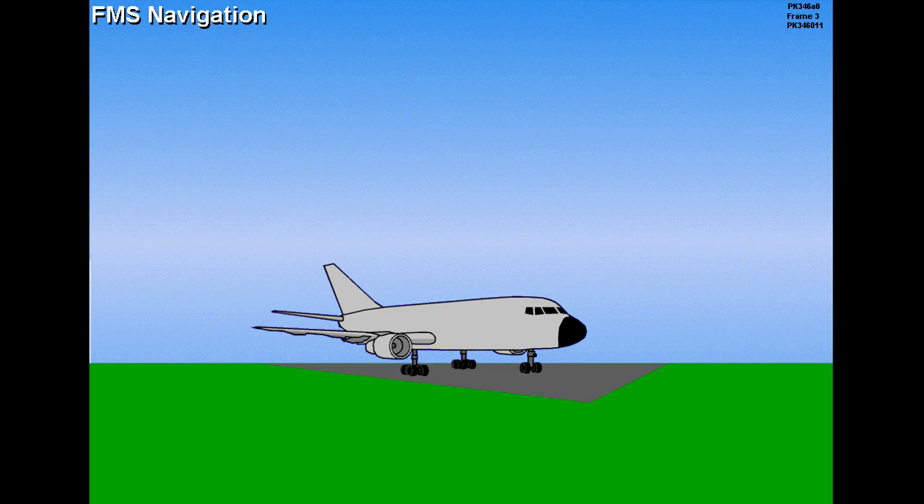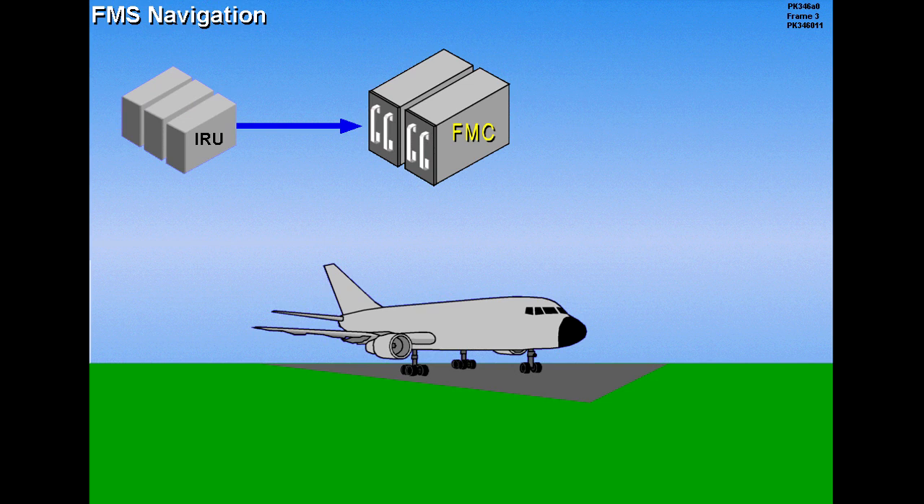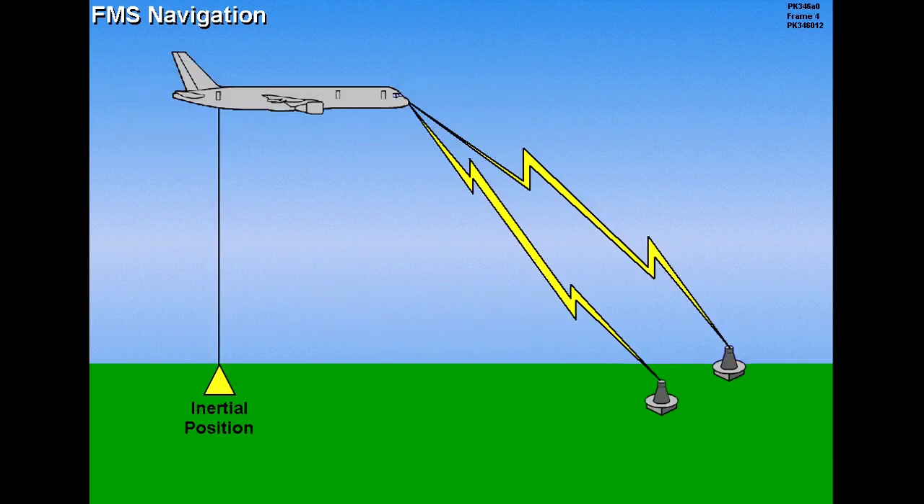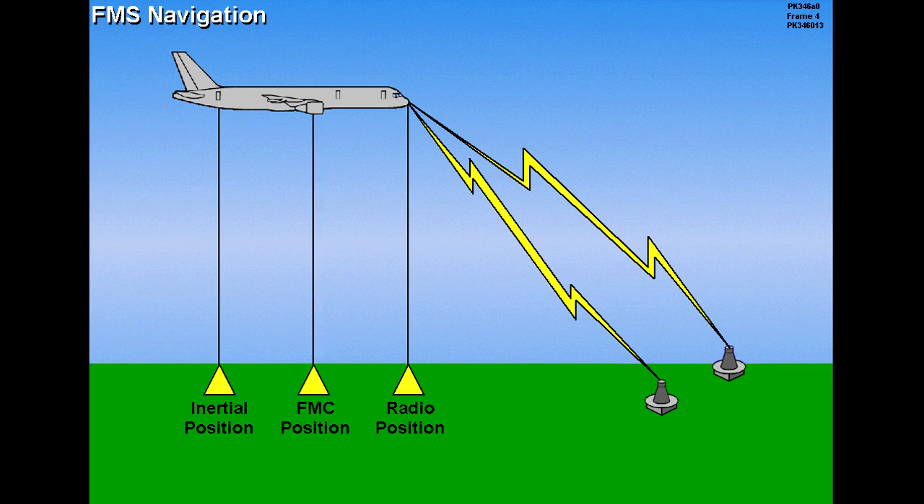On the ground, the FMCs use IRS information to compute an inertial position, which is also present position. When airborne, the FMCs will tune 2 DME stations to obtain a radio position. The FMCs will average the radio and the IRS positions to produce the FMC position, which is considered the aircraft's present position.